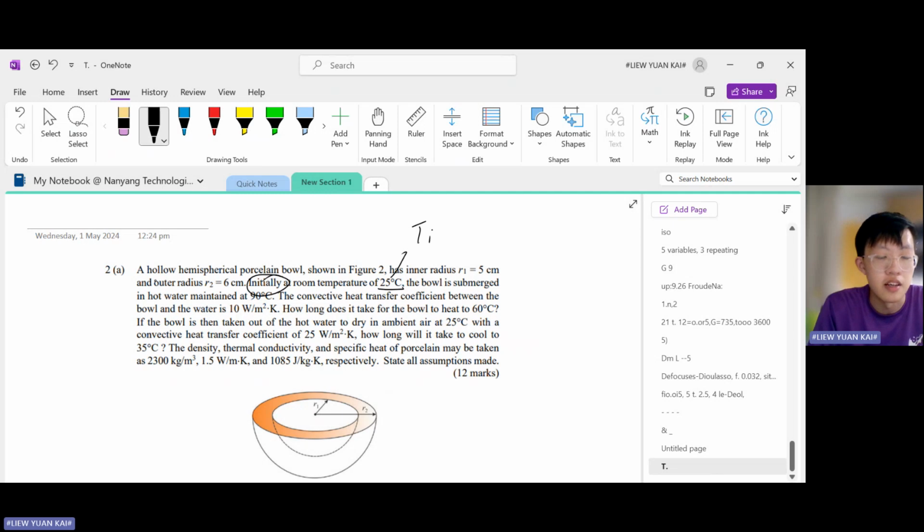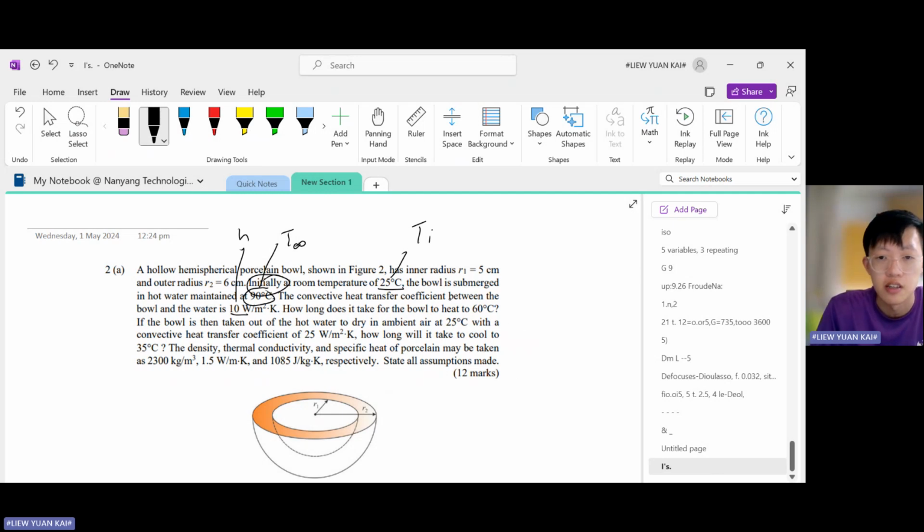The bowl is submerged in hot water maintained at 90 degrees Celsius. So this is hot water maintained at 90 degrees Celsius. This should be our ambient temperature because the hot water is a fluid temperature, right? So this refers to T infinity. The convective heat transfer coefficient between the bowl and the water is 10. So this is our h. How long does it take for the bowl to heat up to 60 degrees Celsius?